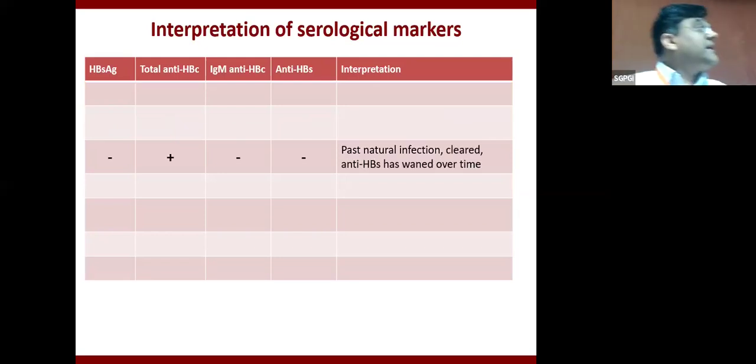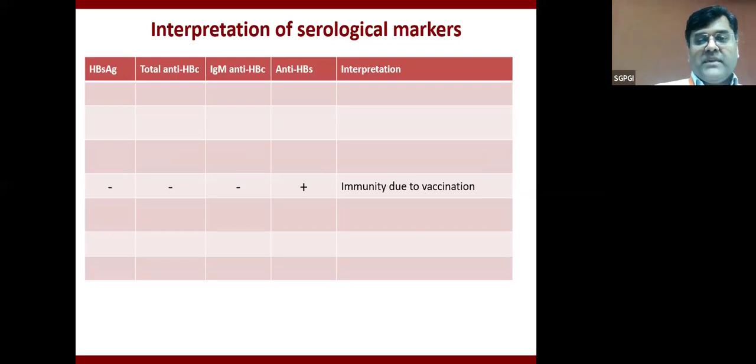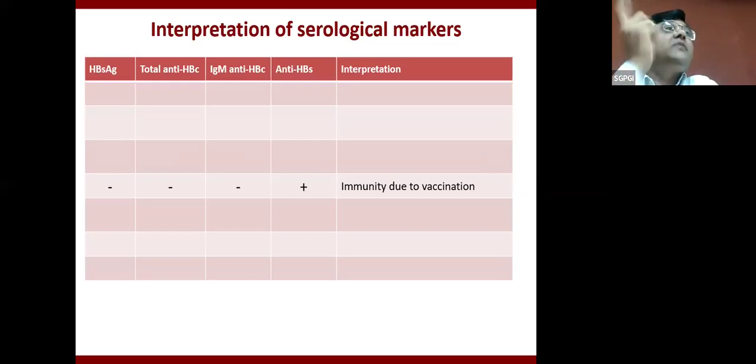If only core antibody is positive but no other marker is positive, then again it is past infection which has resolved and probably the anti-HBs titer has disappeared with age. That is why this antibody is not appearing. Similarly, here only anti-HBs is present, but every other thing is negative, including core antibody. That means it is vaccine induced, because in the vaccine we are giving only surface antigen, not the core antigen.